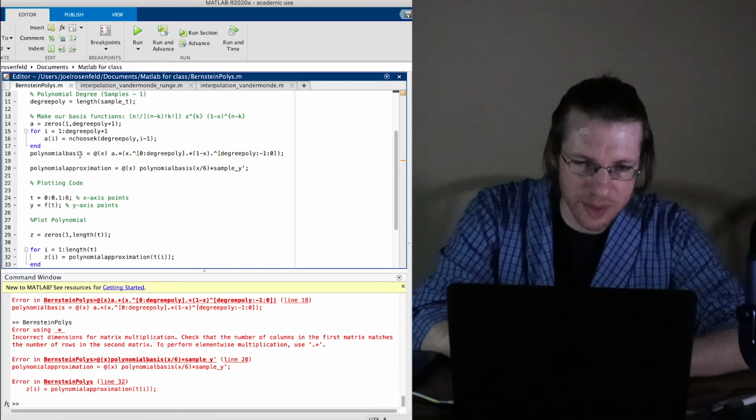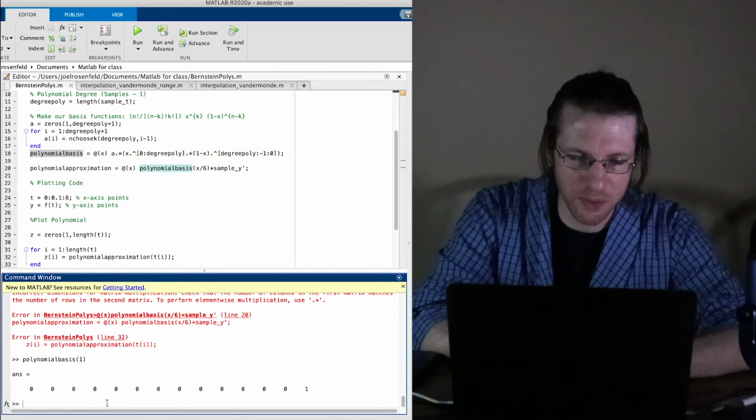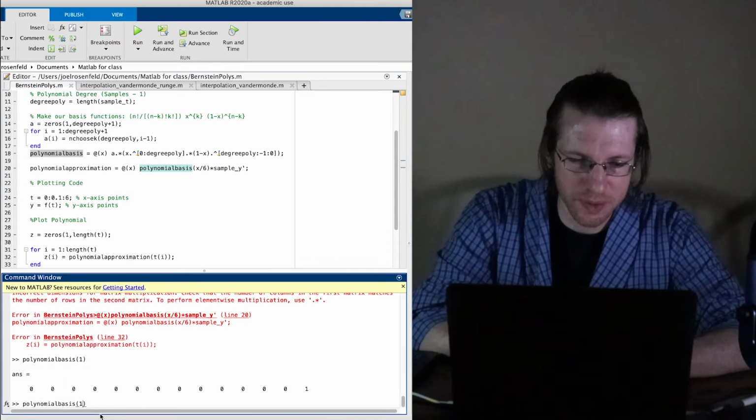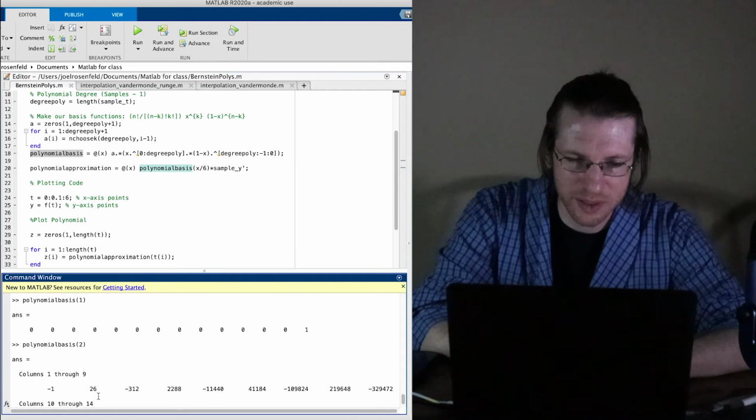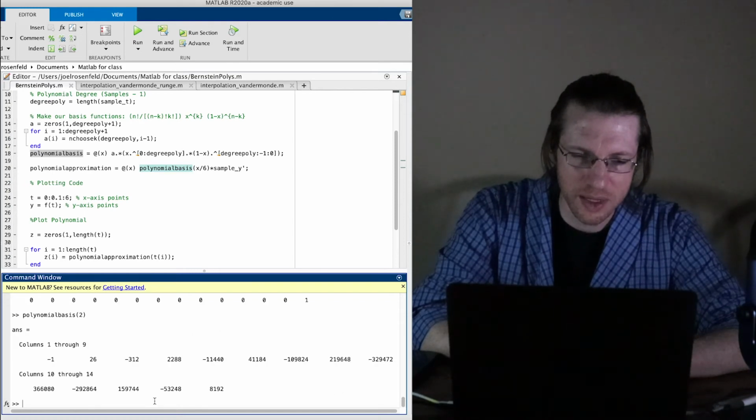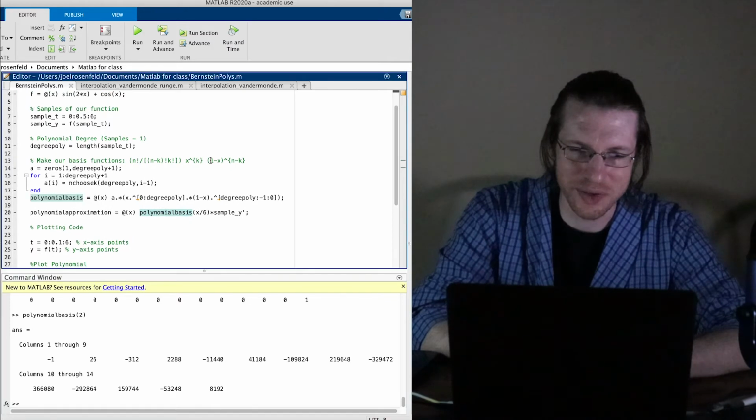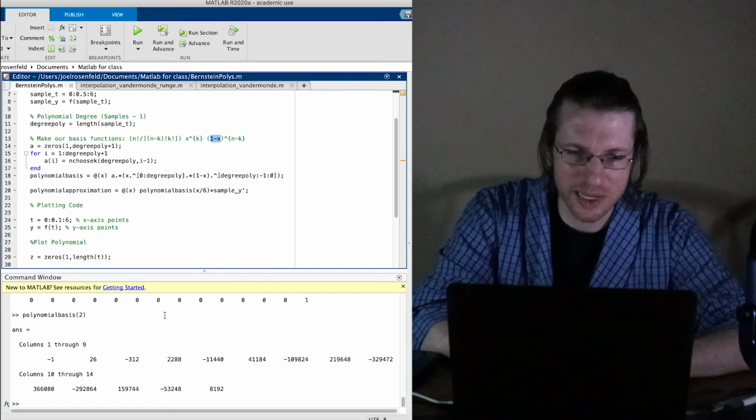Okay, so let's see. Is the problem in polynomial basis? Polynomial basis at 1. What do we get? Okay, I got that. Is it 2? Okay, cool, it's giving me stuff. I don't know why it gave me zeros. Oh, yeah, of course it gave me zeros for all those, except for the one. And it would have to give me all zeros except at the one, because this would be 1 minus x, a 0 there. So that's good.